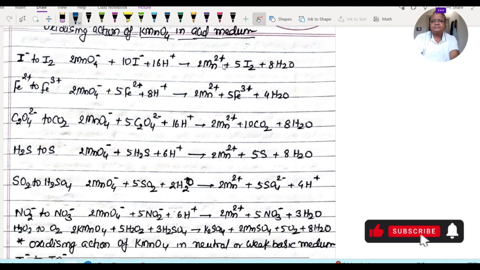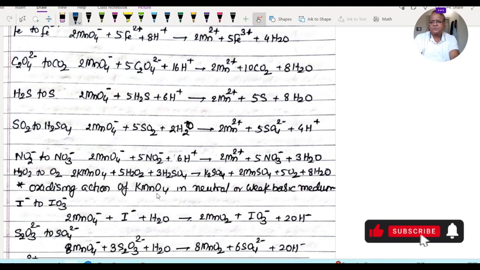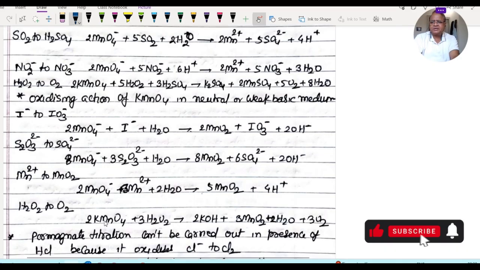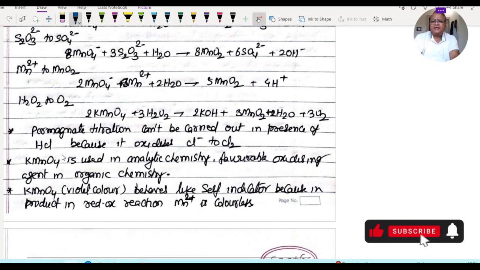Acid medium, KMnO4 oxidizes I- to I2, ferrous to ferric, oxalate to CO2, H2S to S, SO2 to H2SO4 and sulfate, NO2- to NO3- nitrate, H2O2 to O2. These are the oxidizing actions of KMnO4 in acid medium. In neutral or weakly basic medium, it oxidizes I- to IO3-, thiosulfate S2O3 2- to sulfate, Mn2+ to MnO2, H2O to O2.